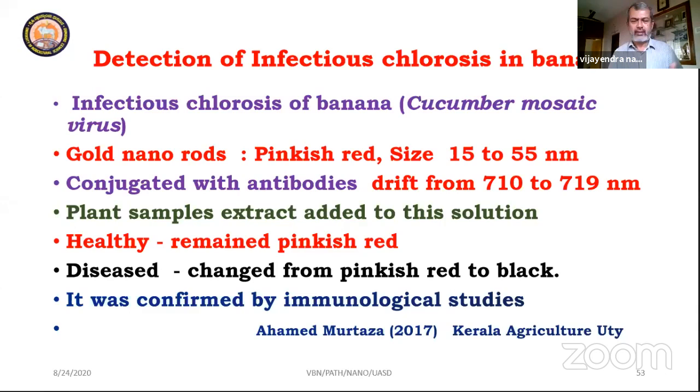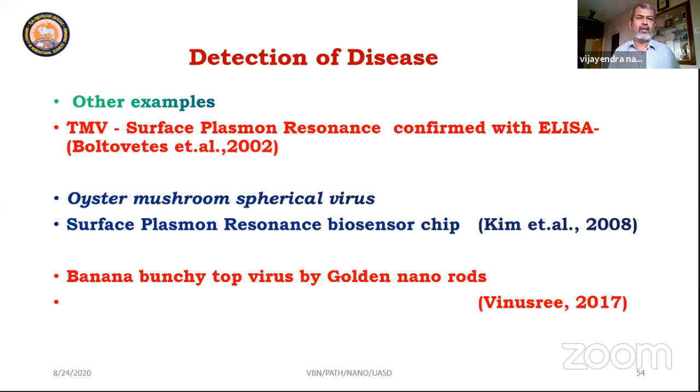Similarly, we have come across other examples where one can use the characteristic of TMV from plasmon resonance, and also confirmed in relation to ELISA. Another example is oyster mushroom spherical virus, plasmon resonance biosensor chip. And equally well, another one, once again from Kerala Agricultural University, is banana bunchy top virus by the golden nanorods.